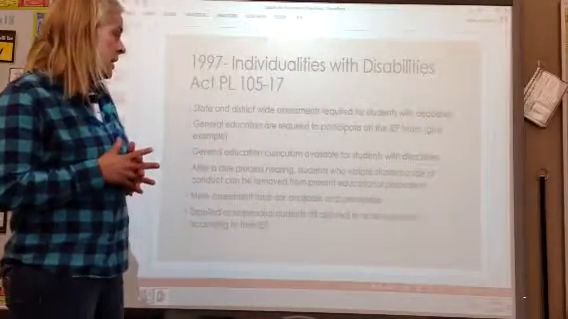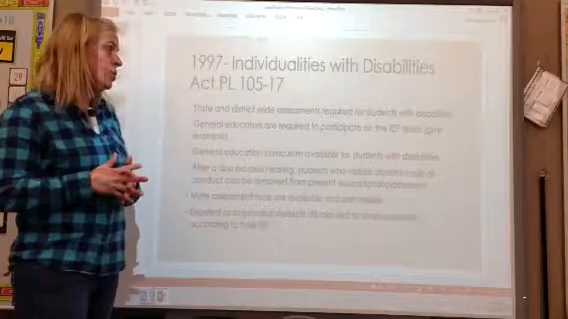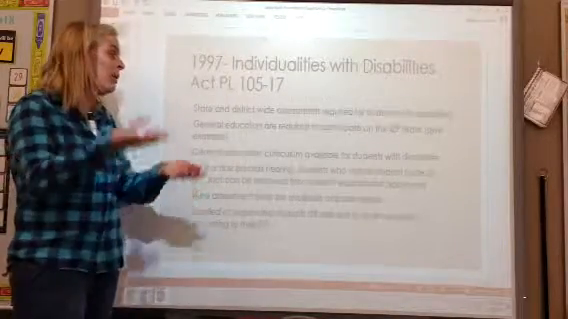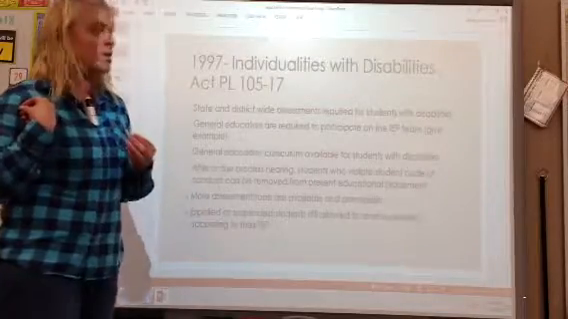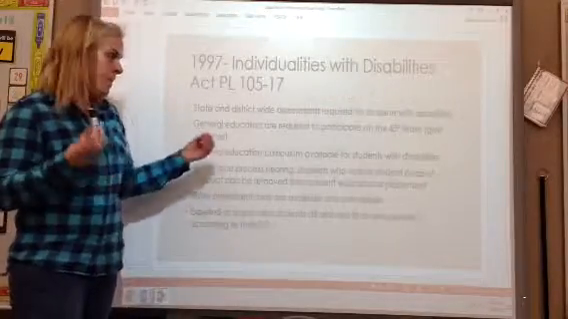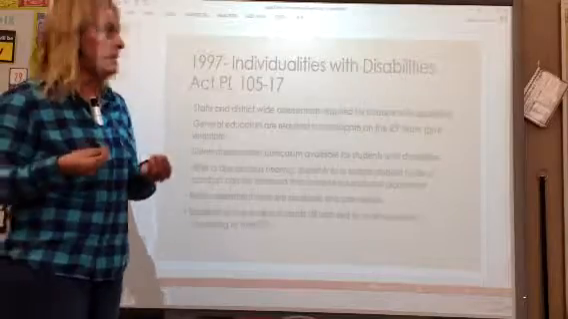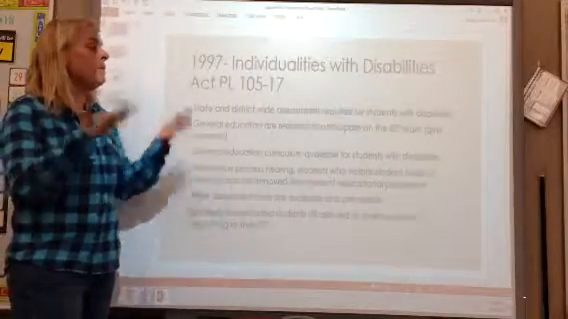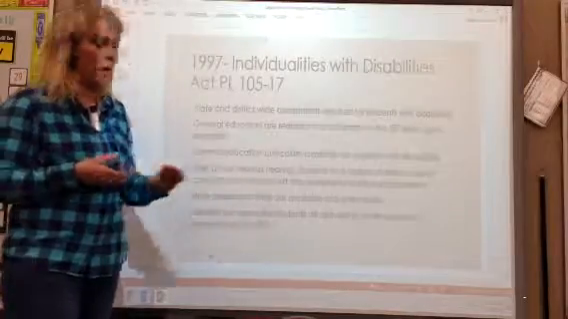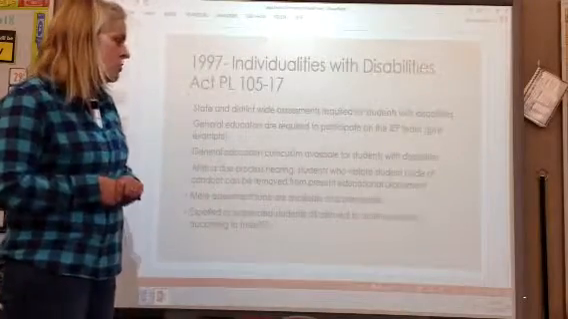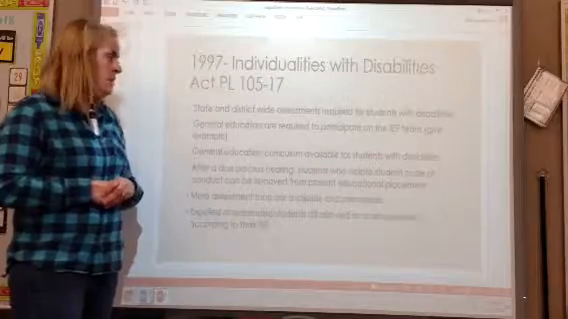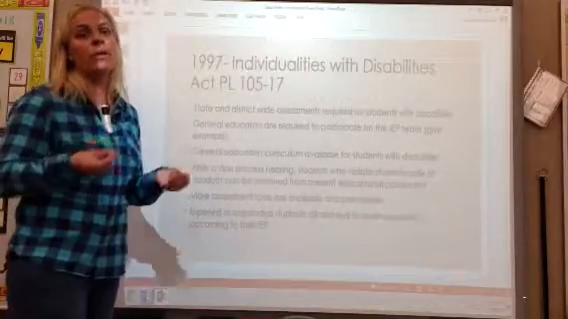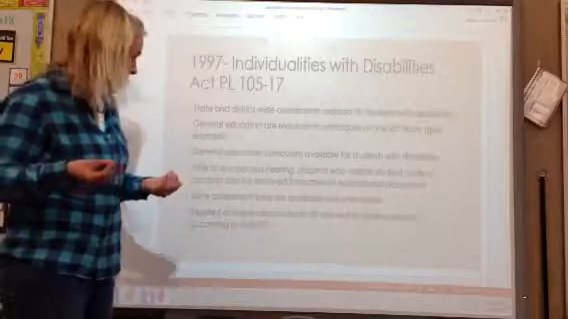After a due process hearing, students who violate student code of conduct can be removed from the present educational placement. So this is saying that if students are not following the code of conduct, they may be removed after a due process hearing. More assessment tools are available and permissible. So this showed that we have more ways to assess children, and they're approved. They're allowed to use these different assessment tools.